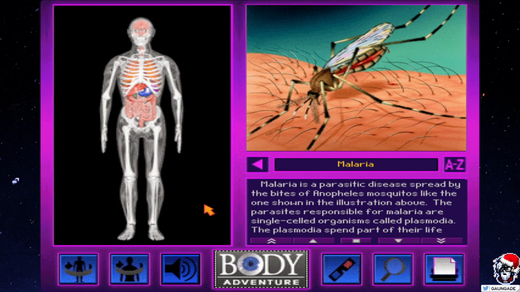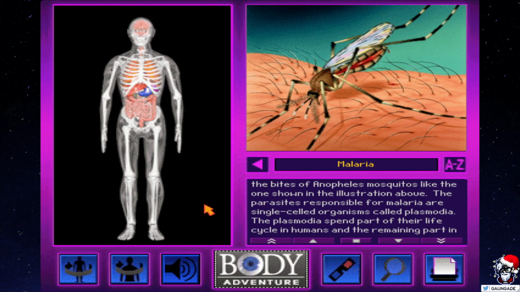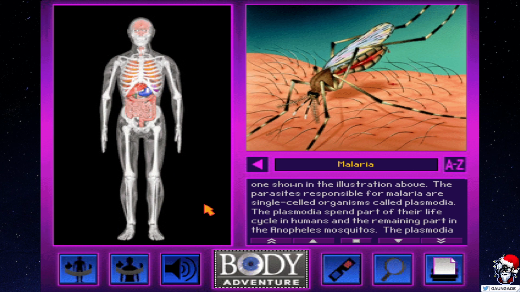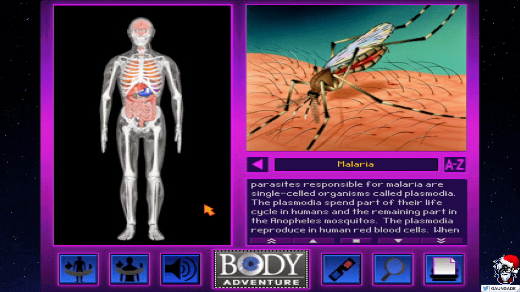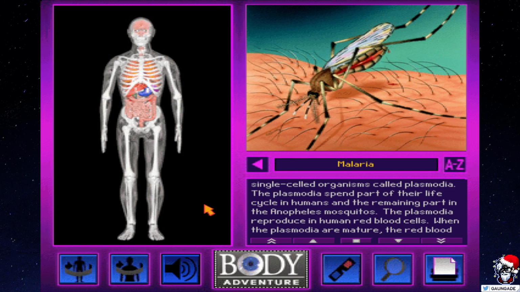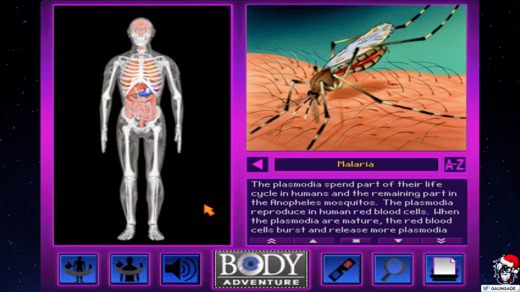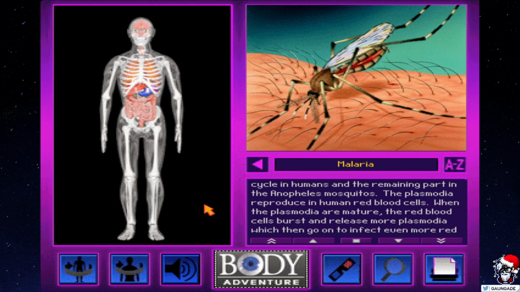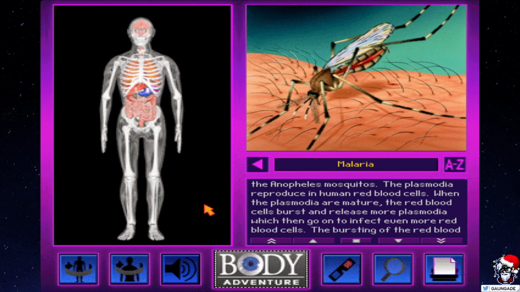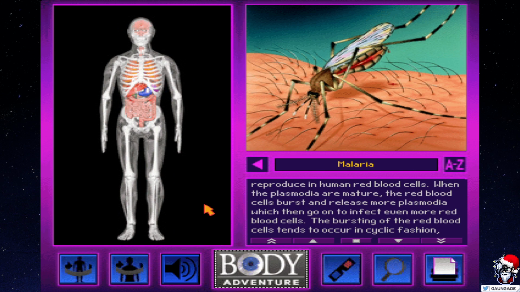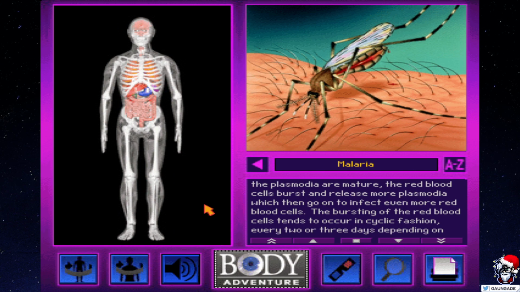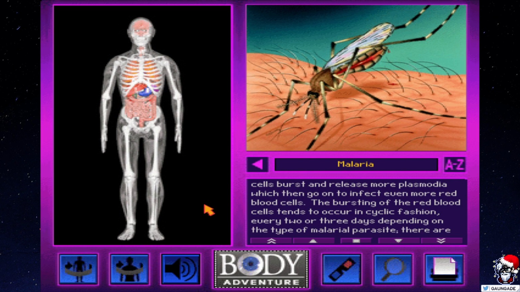Malaria is a parasitic disease spread by the bites of Anopheles mosquitoes like the one shown in the illustration above. The parasites responsible for malaria are single-celled organisms called plasmodia. The plasmodia spend part of their life cycle in humans and the remaining part in the Anopheles mosquitoes. The plasmodia reproduce in human red blood cells. When the plasmodia are mature, the red blood cells burst and release more plasmodia, which then go on to infect even more red blood cells.